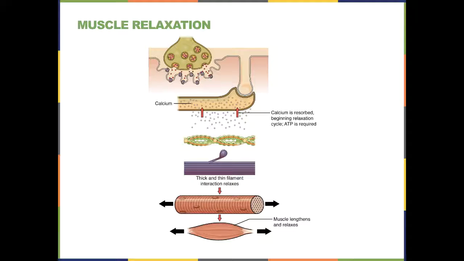When calcium is present, the active sites are exposed. When calcium is not present, the active sites are covered, and therefore cross bridges cannot form. And so when the sarcoplasmic reticulum reabsorbs calcium, there's no active sites available, and all the cross bridges are broken. The sarcomeres lengthen, and the muscle naturally relaxes. And this is how relaxation occurs.